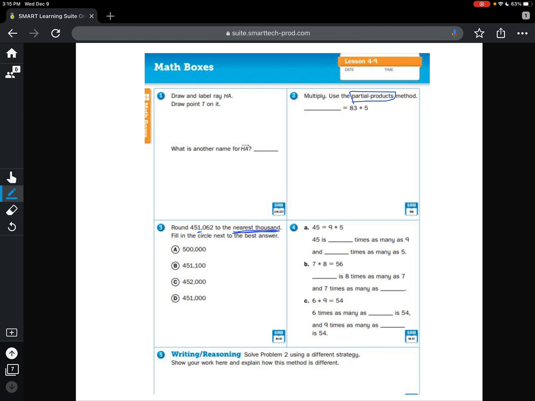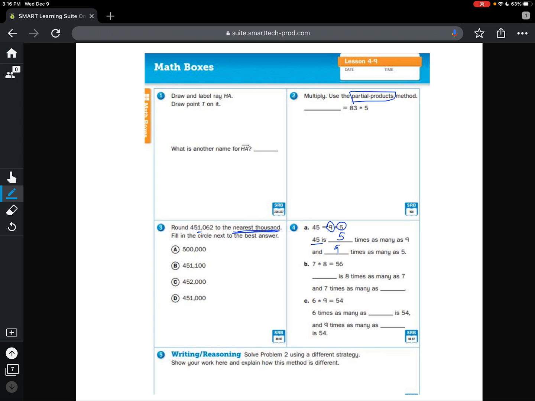I'll do the first one with you as an example. It says 45 is blank times as many as 9. And blank times as many as 5. So 45 is 5 times as many as 9. And 9 times as many as 5. So you use the digits in the equation to help you fill in the blanks.